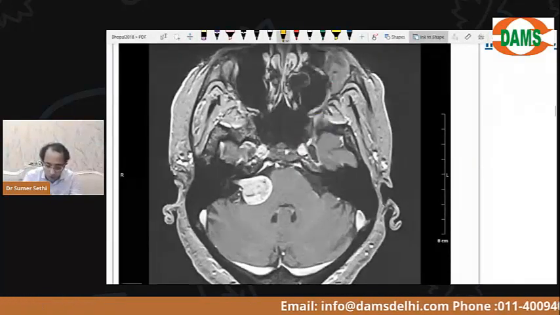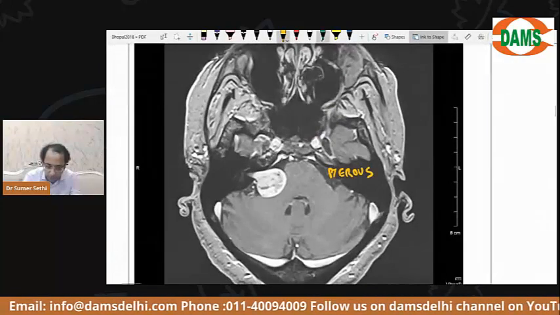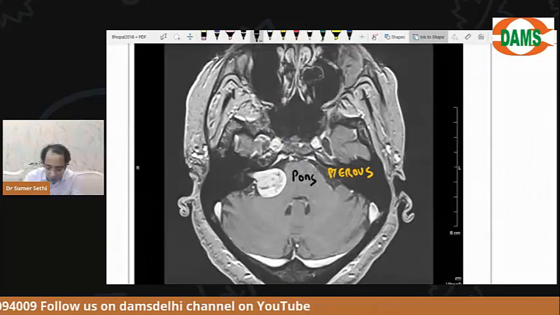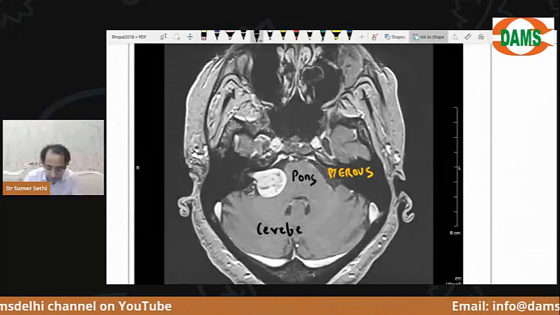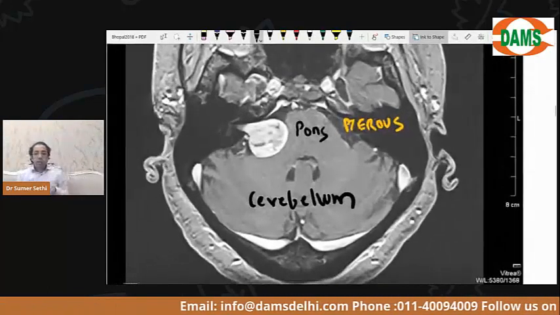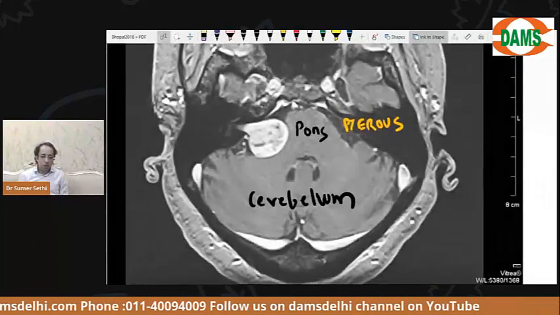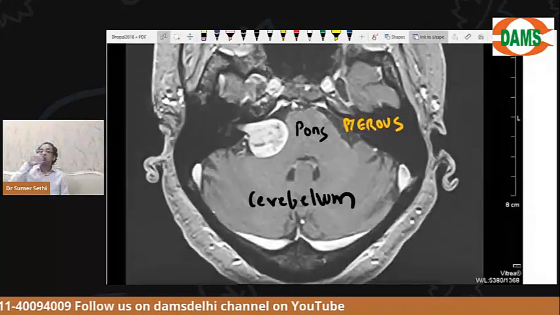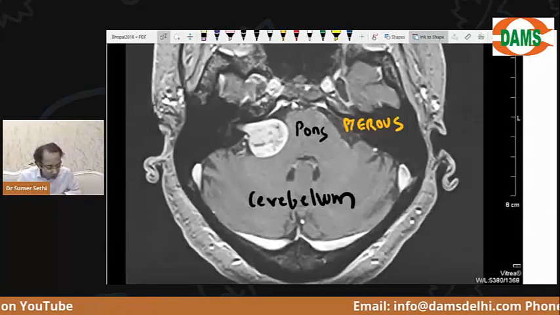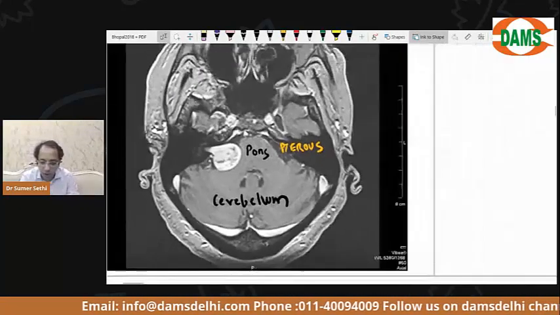Okay, this is your petrous part of your temporal bone. This is pons. This is cerebellum. Okay, beta ji, are you clear here? This petrous part of the temporal bone is black because we are looking at an MRI. I have labeled the pons, I have labeled the cerebellum. Where is the tumor located? Tumor is located in the CP angle.